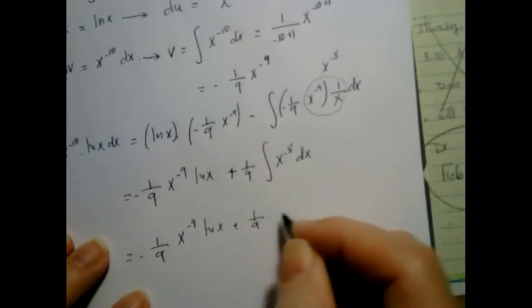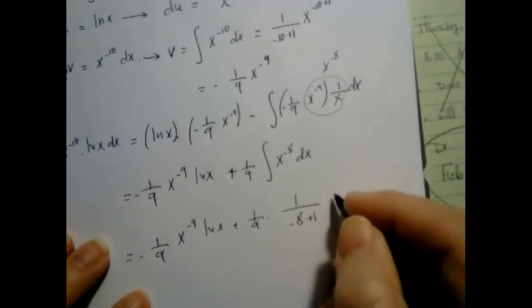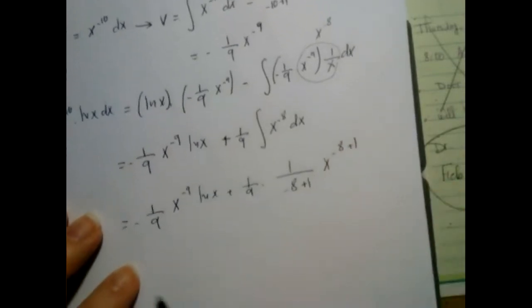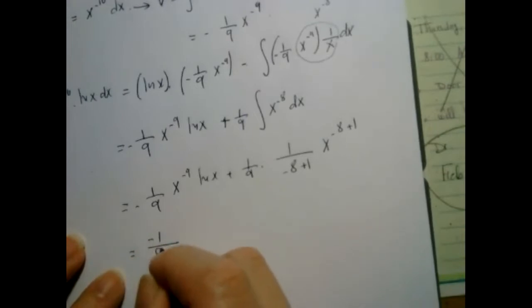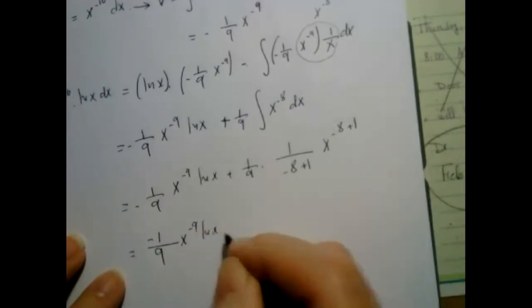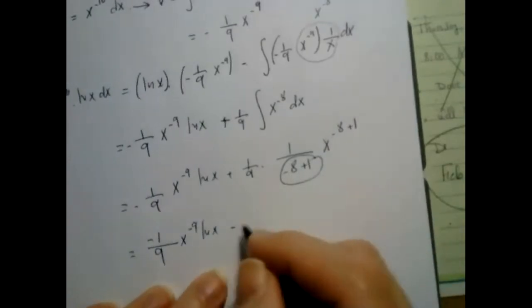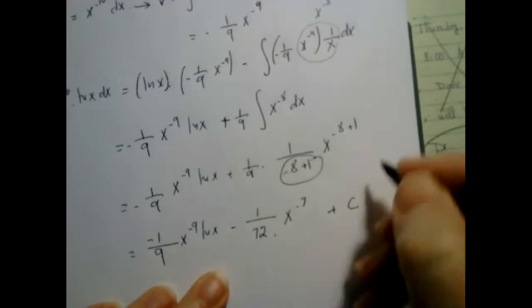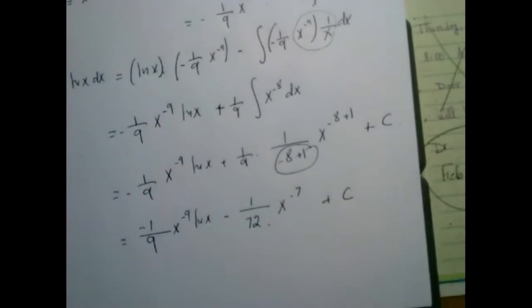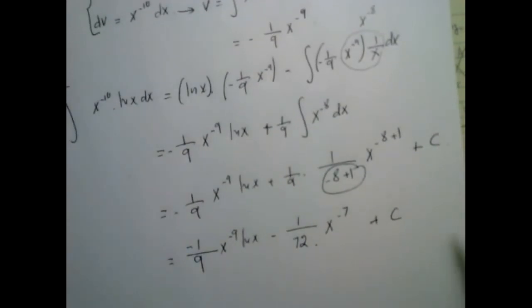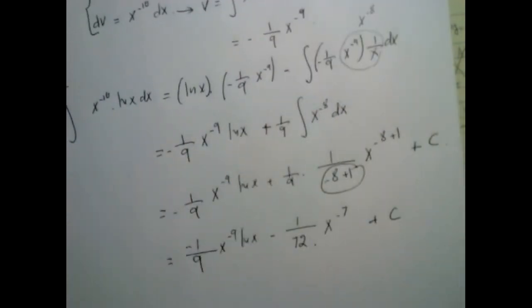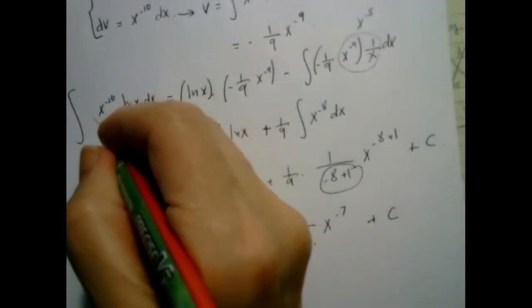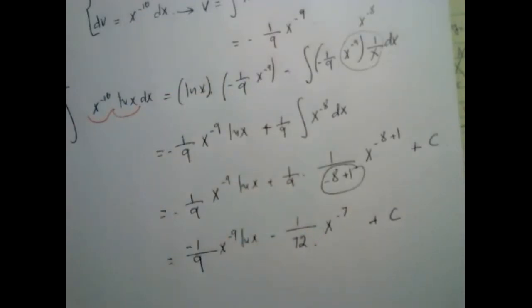Plus 1 over 8, 1 over minus 8 plus 1, x to the minus 8 plus 1. So that will end up x to the minus 9 ln, minus 8 plus 1, that's a minus 7. So it gives me minus 1 over 72, x to the minus 7. And then at this stage, I add my constant c of integration. Okay. So integration by parts always works whenever we have an integral of the form x to a power times ln. That's really the only way to go. Okay, now let's look at the rest of them.